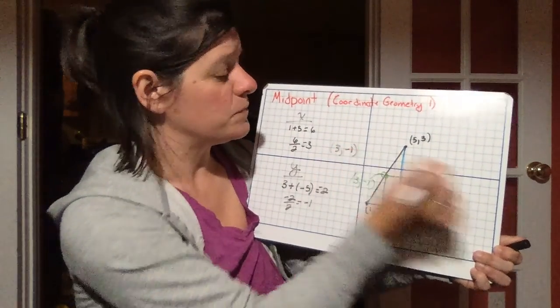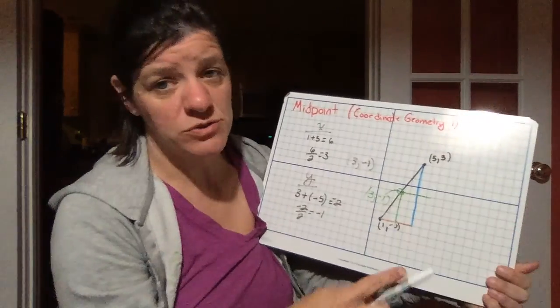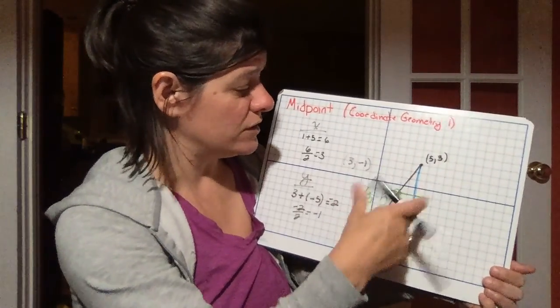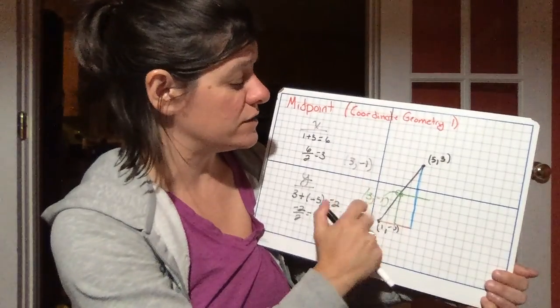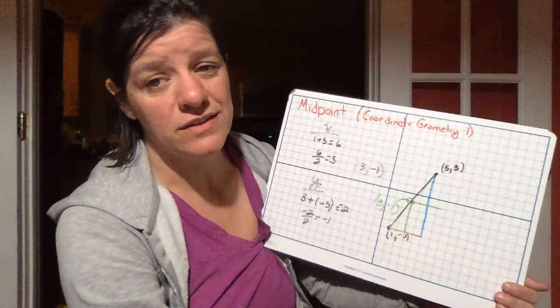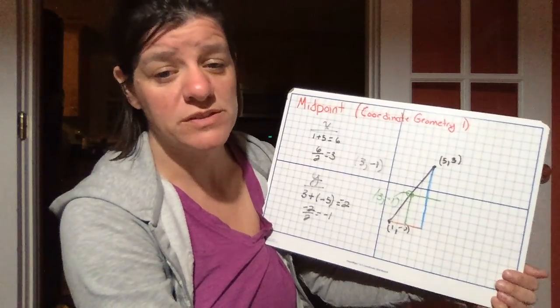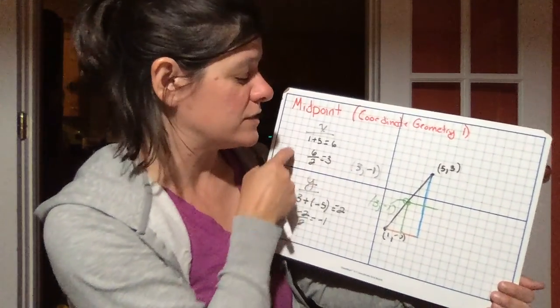So when you're doing this, you can either do it geometrically, although sometimes it's hard because you might end up at a point that's not integer values and then you're estimating. If you end up in a situation like that, you really have to revert back to the algebraic way.